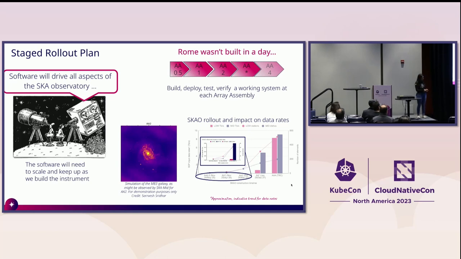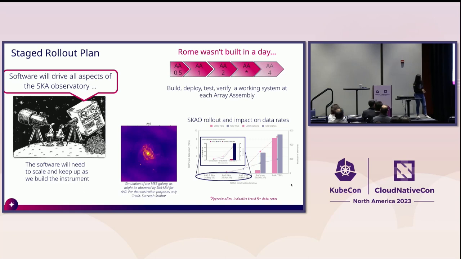And what this graph at the bottom here is really trying to highlight is that as we deploy more stations and dishes with each subsequent array assembly, the data rates that are going into the science data processor are increasing exponentially. And that's due to the nature of radio interferometry. So being a software-driven telescope, we really need to build the software such that it can scale and keep up as we build up this instrument.